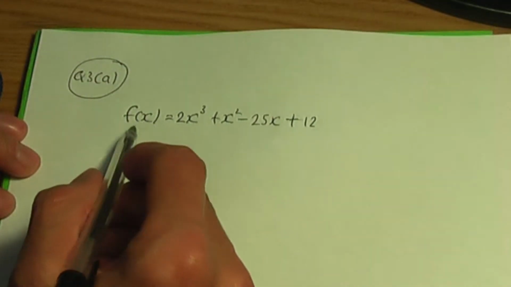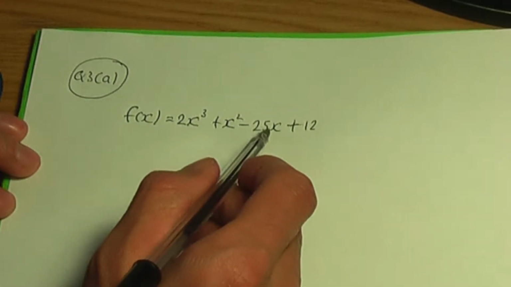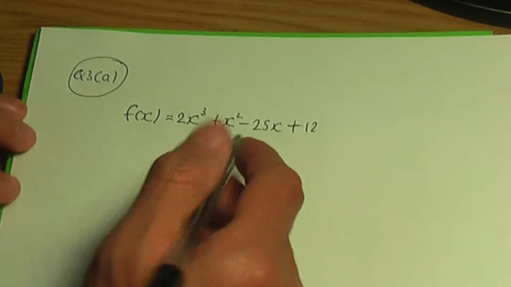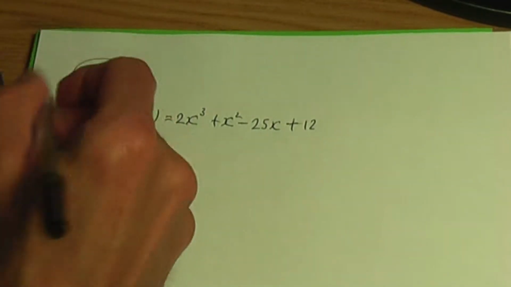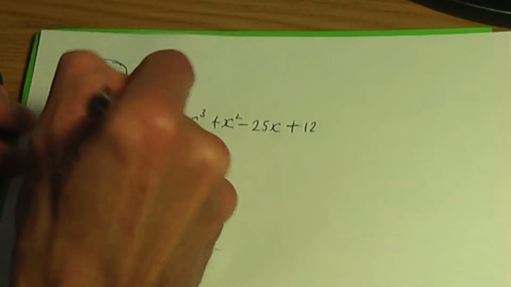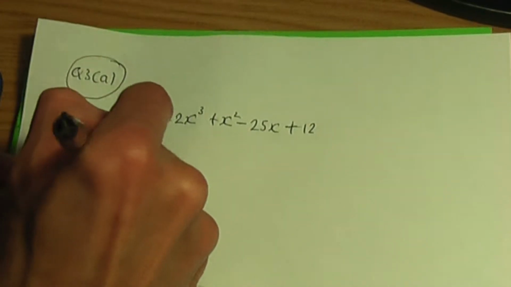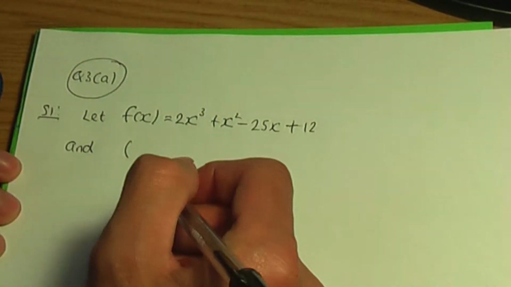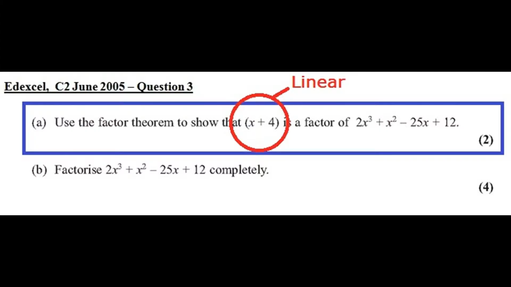So here is the polynomial f of x, 2x cubed plus x squared minus 25x plus 12. And let me go through the steps with regards to the factor theorem. So here is step number 1. Step number 1 is to let f of x be your polynomial, and we take the linear term being given. So if we go back to the question, the linear term is x plus 4. Back to the paper and pen.